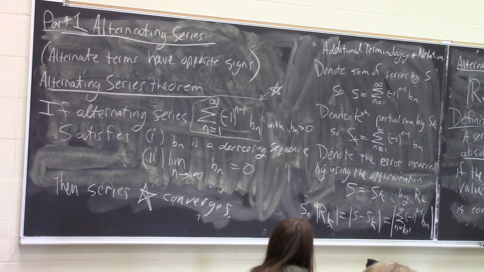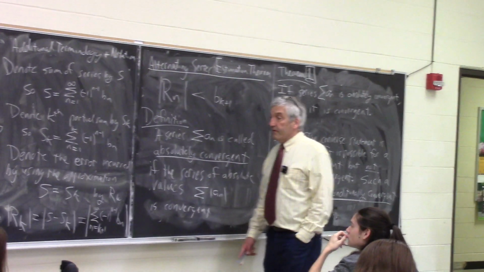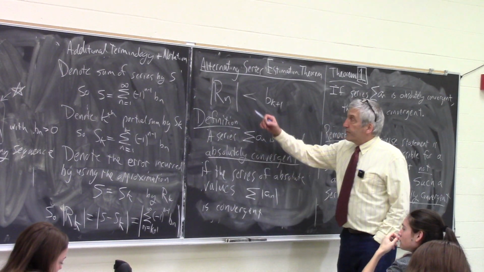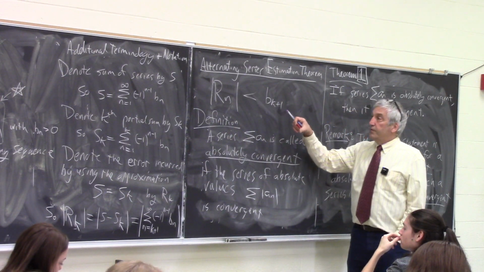So we have a theorem about how bad that error is. If you approximate the series by just doing S_k, well, that remainder is guaranteed to be this.